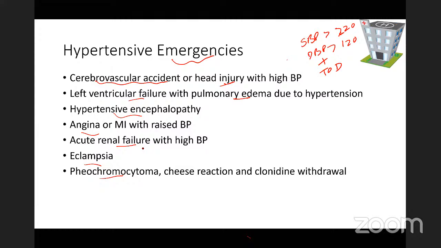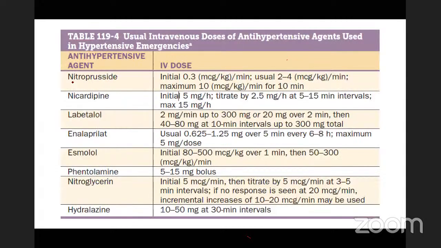So what are the drugs used in hypertensive emergency? A table from Harrison. Drugs like nitroprusside. Because it's an emergency condition, we have to give all drugs intravenously. The goal of therapy is to reduce the BP by 25% in the first hour. In the next 2 to 6 hours, it should not go below 160 by 100. So careful reduction of BP should be done.